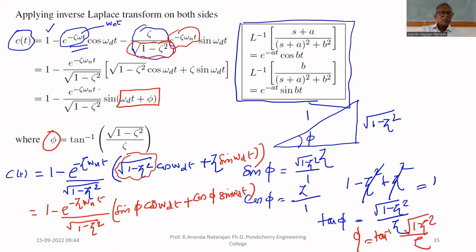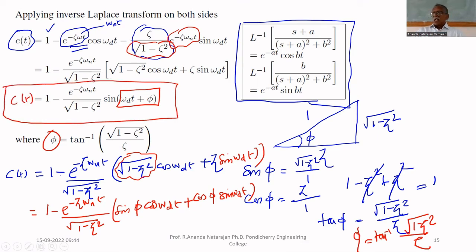This is the response we derived: 1 minus e power minus zeta omega nt upon square root of 1 minus zeta square, sin(omega dt plus phi). You should memorize this, as often it will be useful. This is the response for a second order underdamped system.